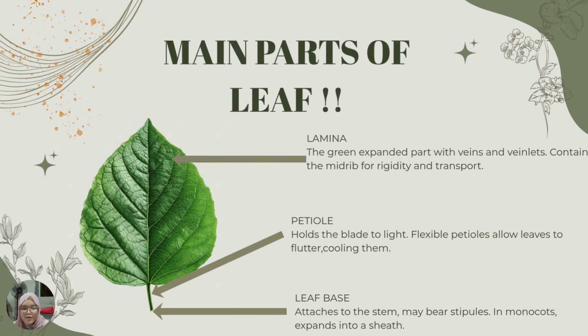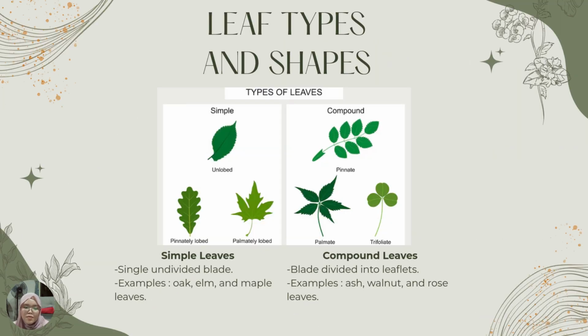Main parts of the leaf. Lamina: the green expanded part with veins and veinlets, containing the midrib for rigidity and transport. Petiole: holds the blade to light. Flexible petioles allow leaves to flutter, cooling them. Leaf base: attached to the stem, may bear stipules; in monocots, it expands into a sheath.